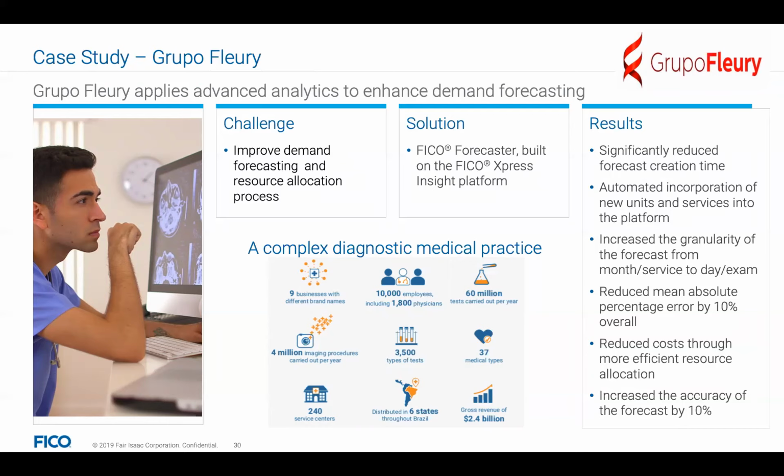What they are doing, it's a big diagnostic medical practice. They have 10,000 employees. They have 240 service centers. And now their question is, which employees and how many employees do we need to deploy in each of those service centers? And they have built out predictive models to predict the need for each of those service centers for every day.